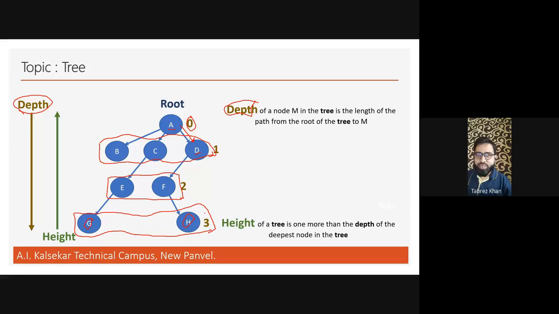What is the height of a tree? A height of a tree is one more than the depth of the deepest node in the tree. So the deepest nodes in the tree are G and H. There are two deepest nodes because they are at the same level. The depth of these deepest nodes is 3, so the height of my entire tree is plus 1, that is 3 plus 1 is 4. So 4 is the height of this example tree.